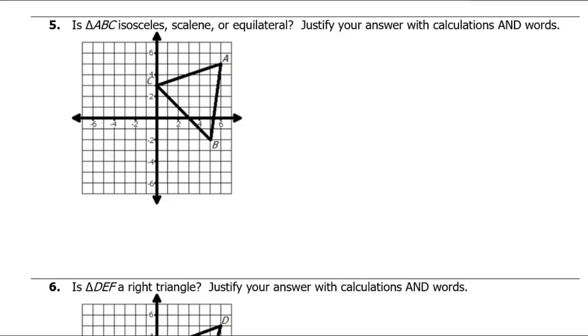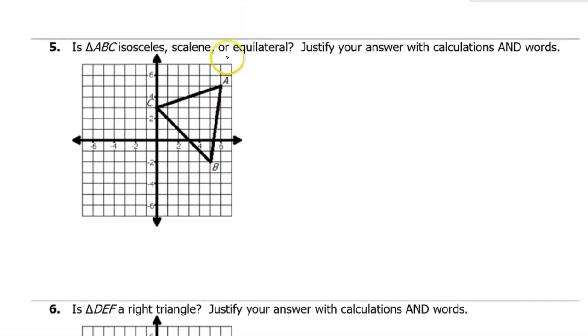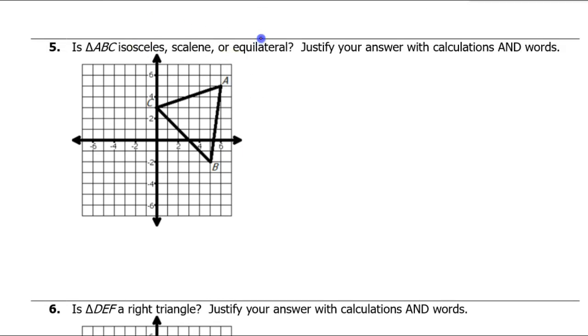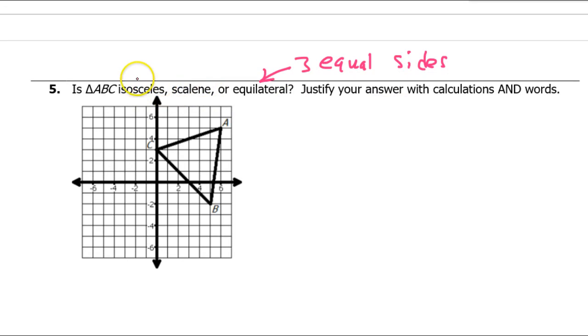In this video, I will show you how to determine if a triangle is isosceles, scalene, or equilateral. First of all, please remember that an equilateral triangle has 3 equal sides. An isosceles triangle has 2 equal sides. So what's left? A scalene triangle has no equal sides.